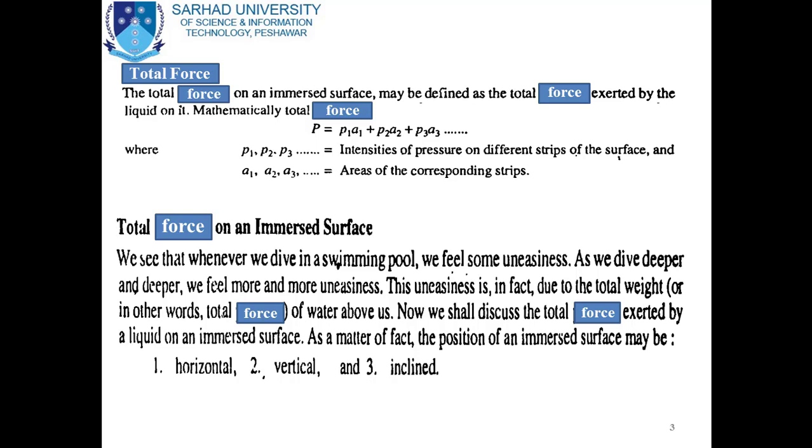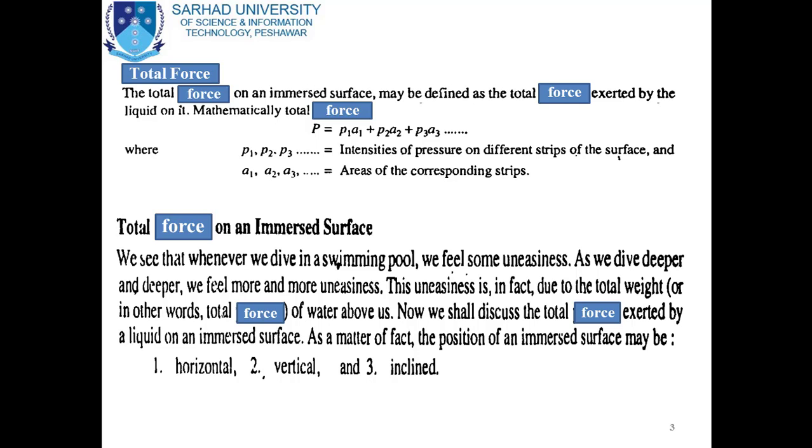Mathematically, total force P is equal to P1 A1 plus P2 A2 plus P3 A3 and so on. So, total force is the force which is exerted by the liquid on the surface, and it can be mathematically written as P equal to P1 A1 plus P2 A2 plus P3 A3 and so on, where P1, P2, P3 are the intensities of pressures on different strips of the surface, and A1, A2, A3 are the areas of the corresponding strips.